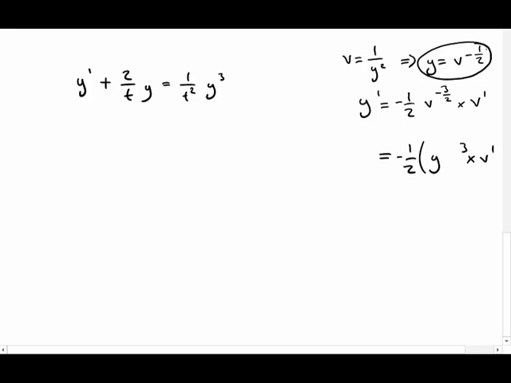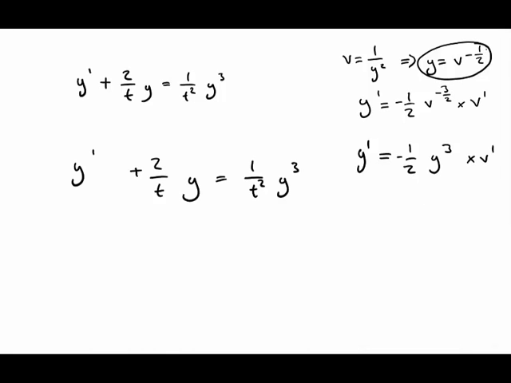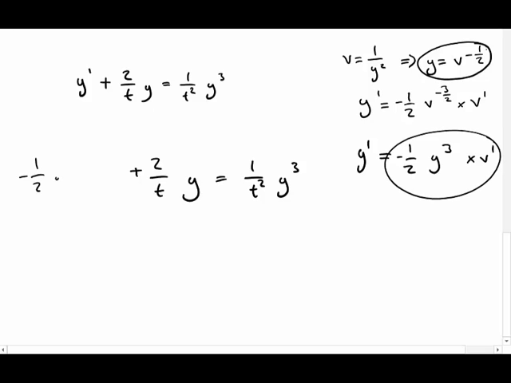So what do I end up with? I end up with a half y cubed times v dash. So I'm just going to make that substitution now. I'm going to replace y prime, that thing there, with all of that. So let me just do that then. I'll write it out again, so you can hopefully refer back to the original one as well. So I'm just going to replace that with all of that. So in other words, minus a half y cubed times v dash.